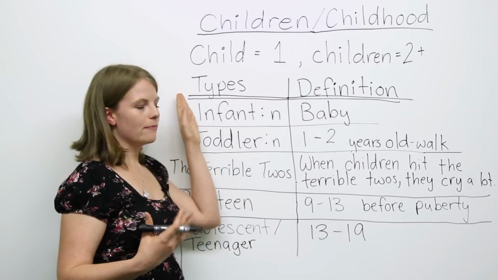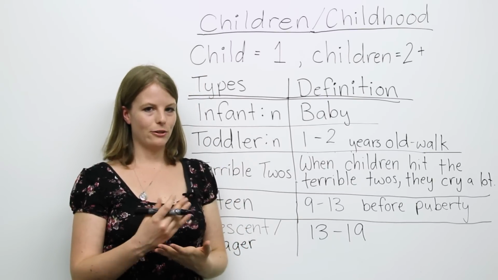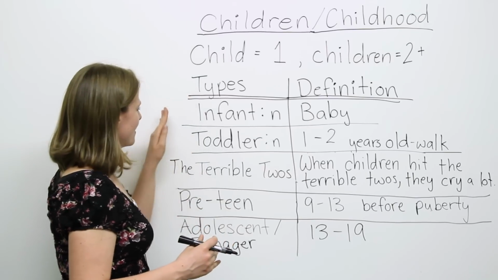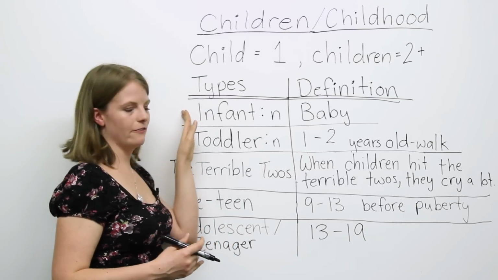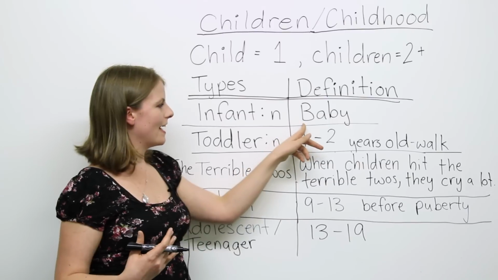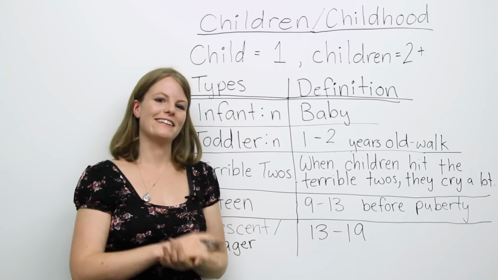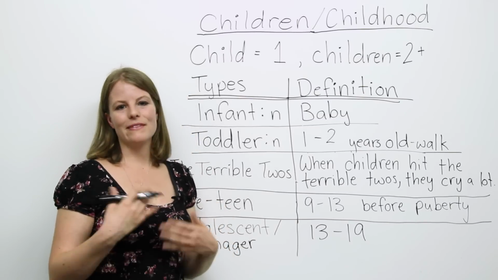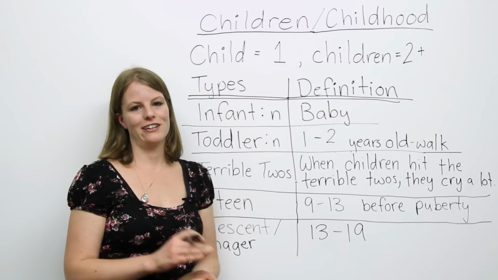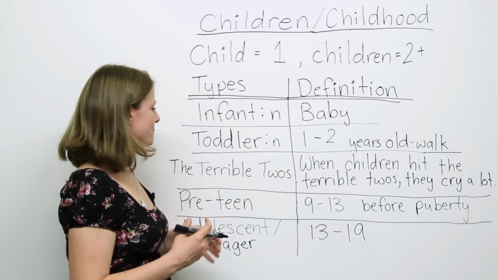Alright, so let's look at some of the different stages of childhood and the terms we use for those. So first of all, we have infant. Okay? Infant is a noun, and it's a synonym of baby. It's just sort of a higher way to say baby. Infants tend to cry a lot. Just an example sentence of the word infant.